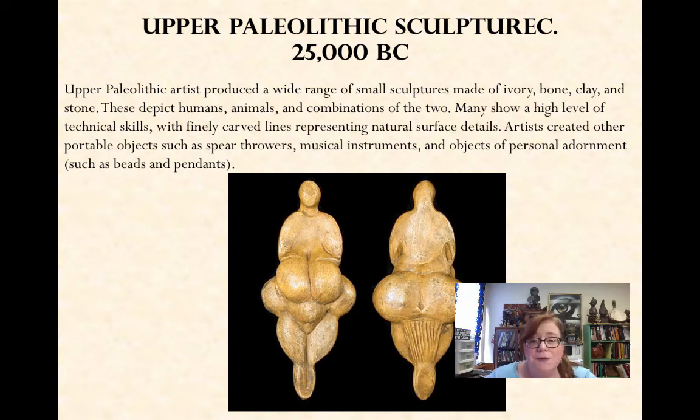So Upper Paleolithic artists produced a wide range of these small sculptures that look like what you see on your screen, of usually humans, often women, animals, and combinations of the two, sometimes anthropomorphic combinations. And artists created other portable objects like spear throwers, musical instruments, objects of personal adornment such as beads and pendants.